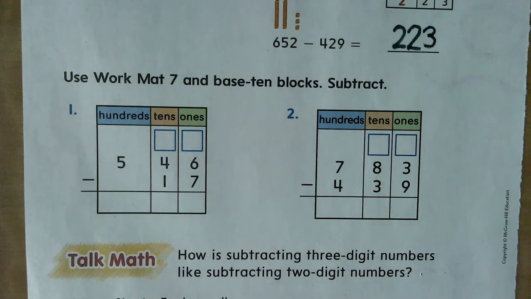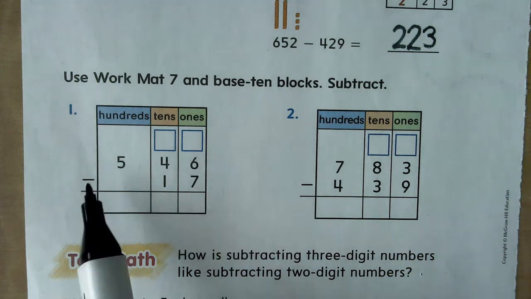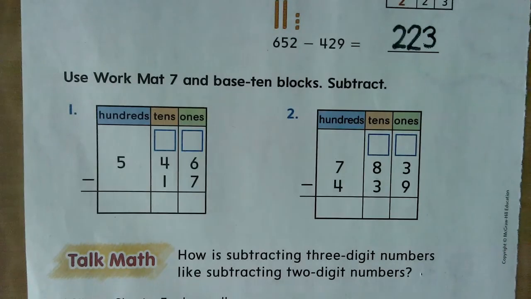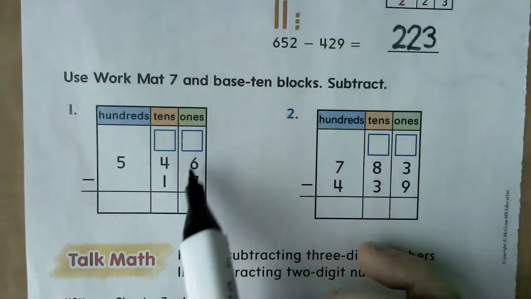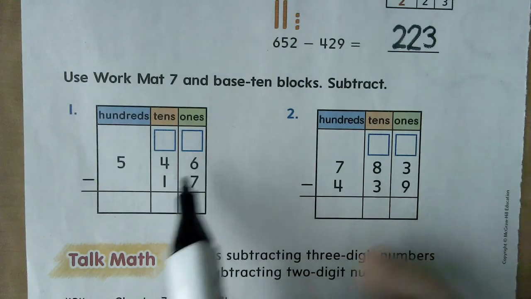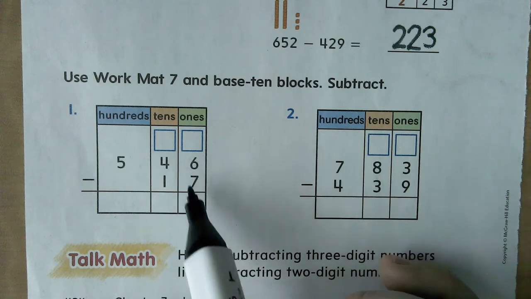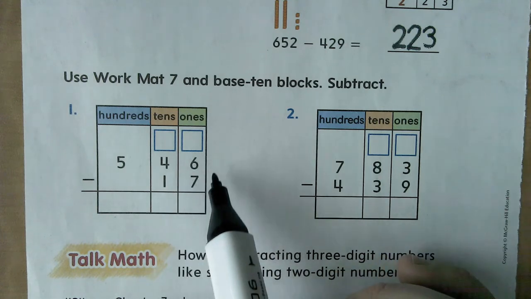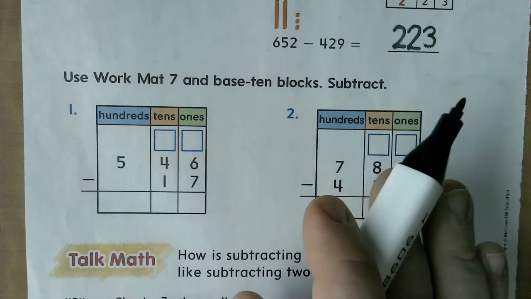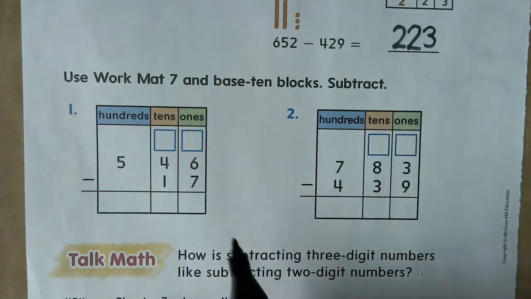Alrighty, I hope that you paused your video and did number 1. We're going to go over this one together right now. I'm going to start off in my ones place, and I have 6 minus 7. If I have 6, I can't take 7 away. Remember, whenever my bottom number is larger than the top number, I can't do it. So I need to regroup.